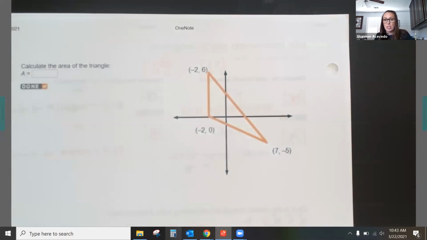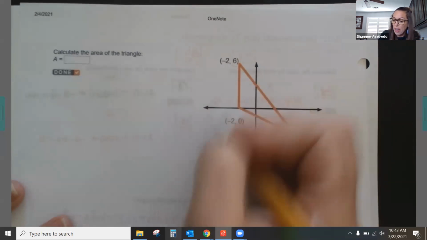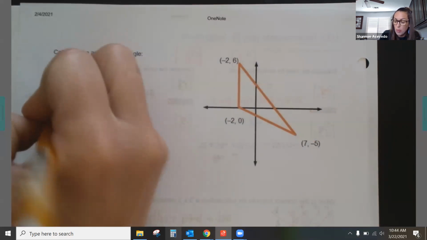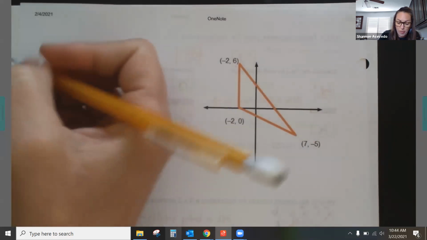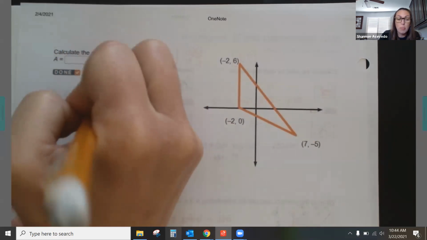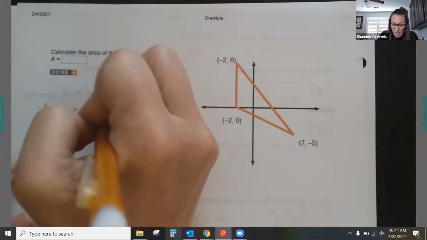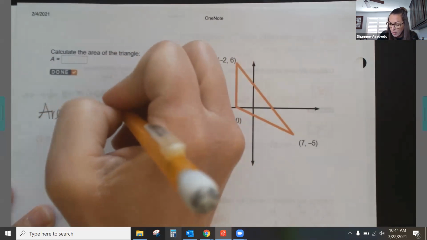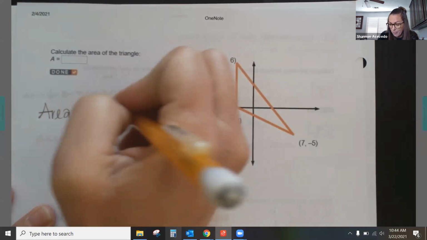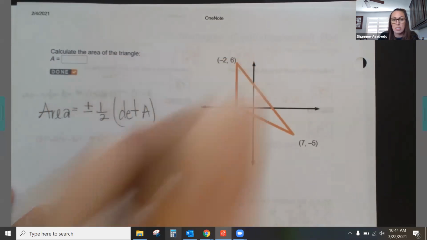Calculate the area of the triangle. So we saw one of these on Friday. When we want to figure out the area of this triangle, the easy way is that our area is going to equal plus or minus, because my answer always has to be a positive, 1/2 of our determinant. Whatever that determinant is, we'll call it the determinant of the matrix A.